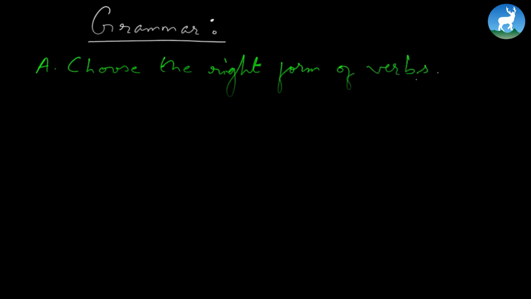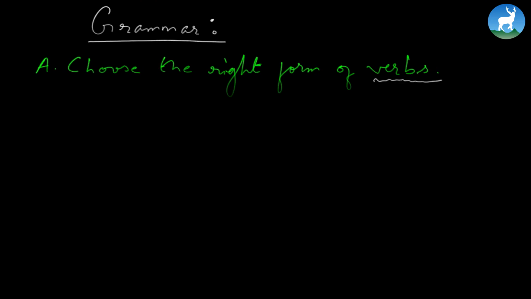Today we start the grammar from the first chapter, Expressing Wants. Here in the first exercise, we are instructed to choose the right form of verbs. From the verbs given, we have to choose the right form of the verb that fits the sentence. But before we begin, we have to know what a verb is. How do you define it?